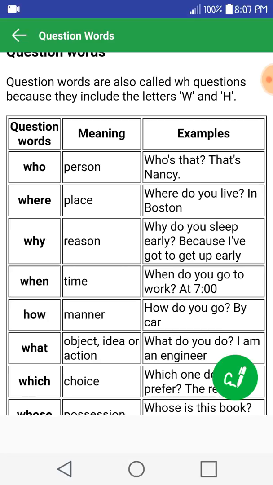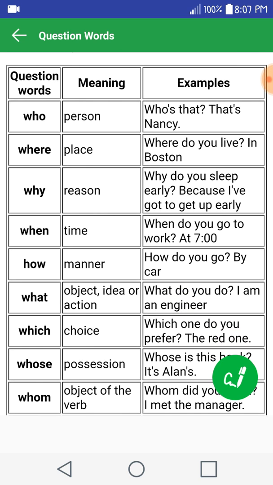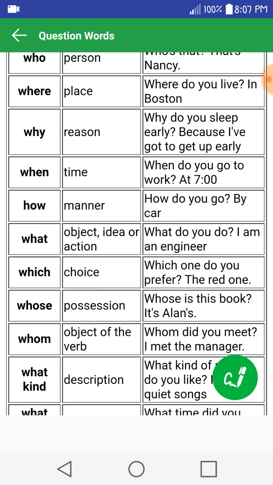So, our first word is who. We use who for persons. Who's that? That's Nancy. After who, we have where. We use where for place. Where do you live? In Boston. And after where, we have why. We use why for a reason. Why do you sleep early? Because I have got to get up early.